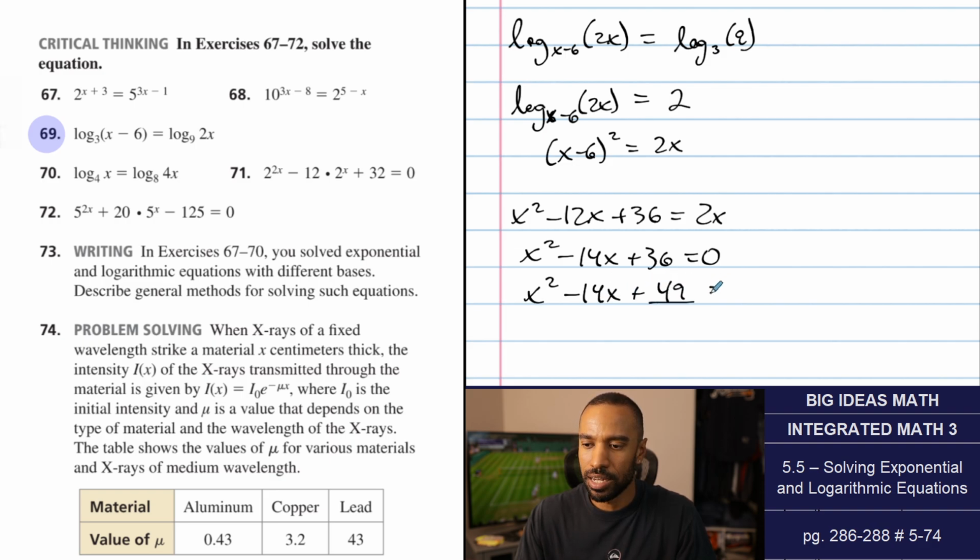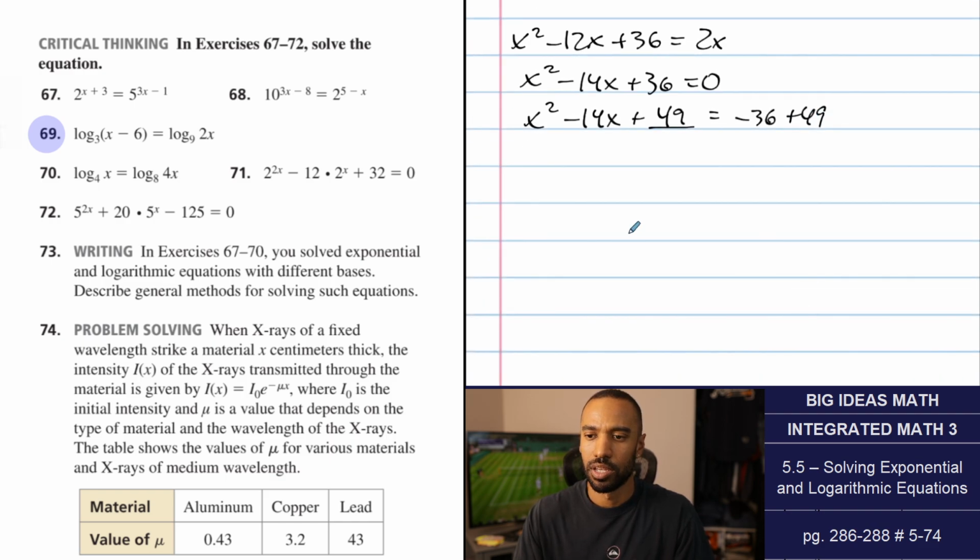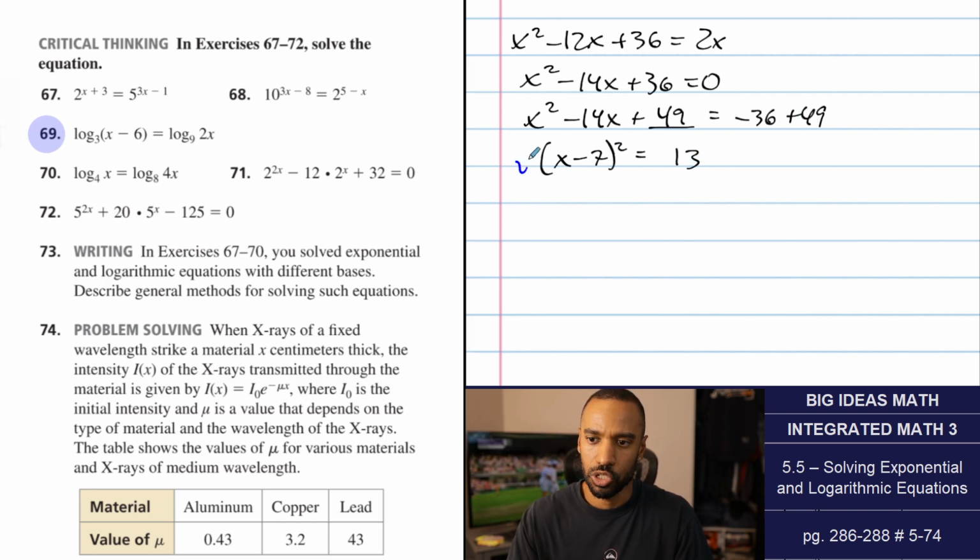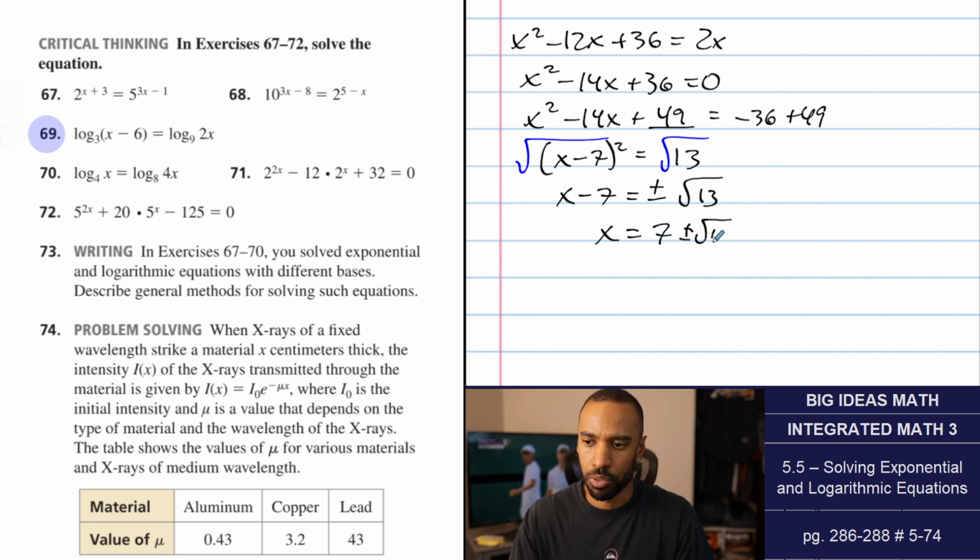I get 49 equals negative 36 plus 49. Doesn't look like it has perfect squares. Probably didn't expect that. So x minus 7 quantity squared equals 13. Take the square root of both sides. You get x minus 7 equals plus or minus root 13. So x equals 7 plus or minus root 13.